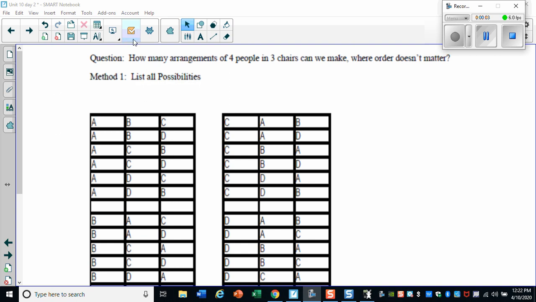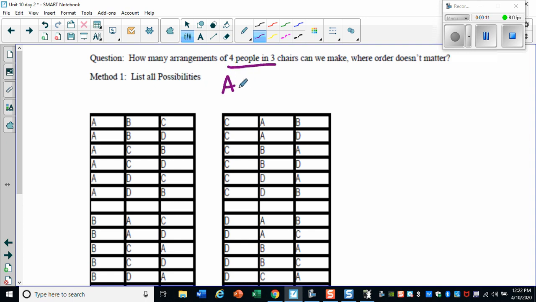All right, so let's take a look at the last thing that we're going to talk about today. And the last thing we're going to talk about is what happens if we have 4 people in 3 chairs. So in this case, we're going to make our people A, B, C, and D. Now, what happens if order doesn't matter?